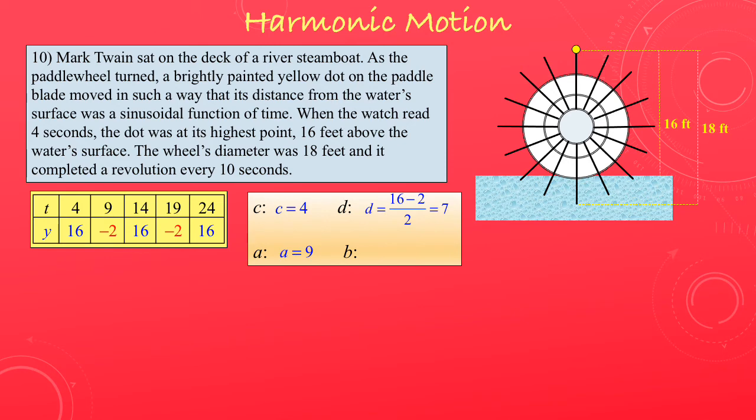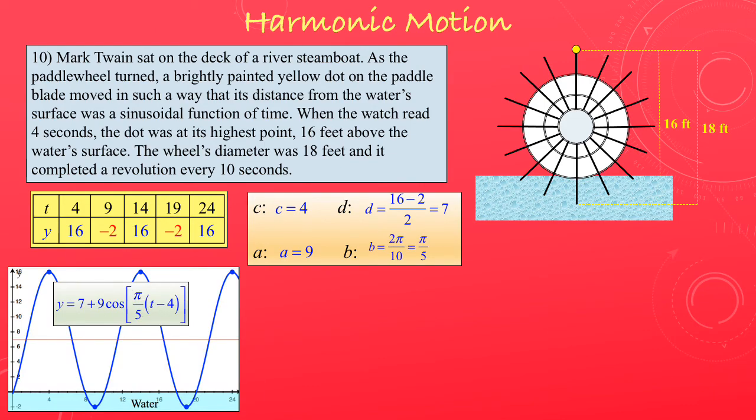A is the amplitude, the height of the curve above the axis of symmetry. The axis is 7, and the curve goes up to 16, so A must equal 9. The period is 10 seconds, and therefore B equals 2 pi over 10, or pi over 5.